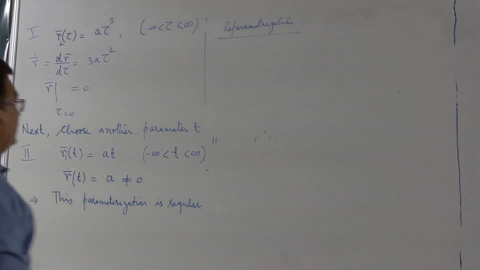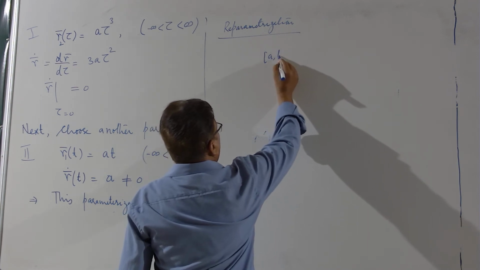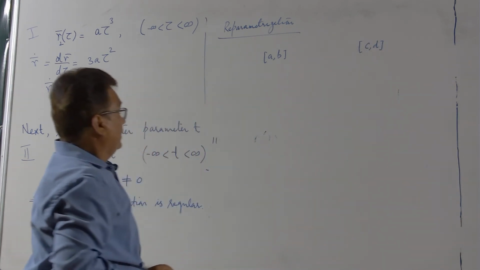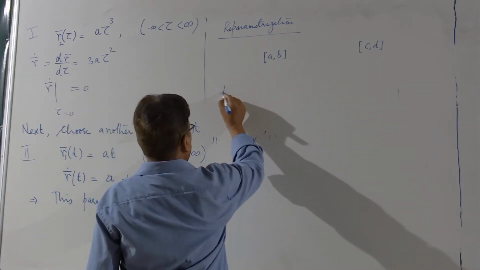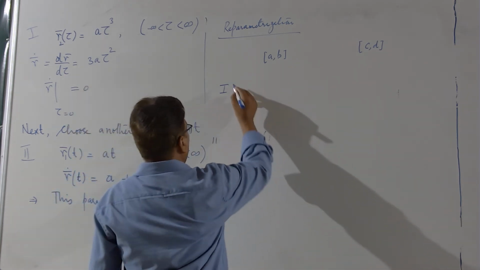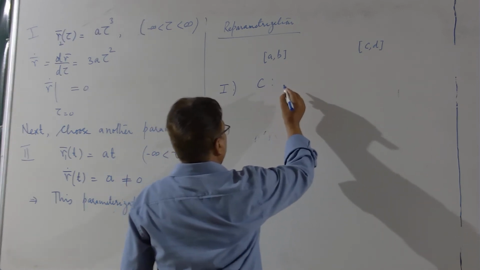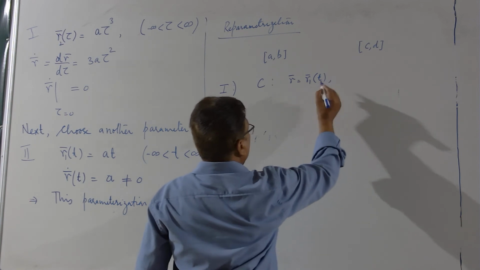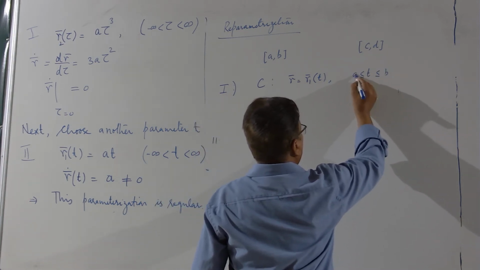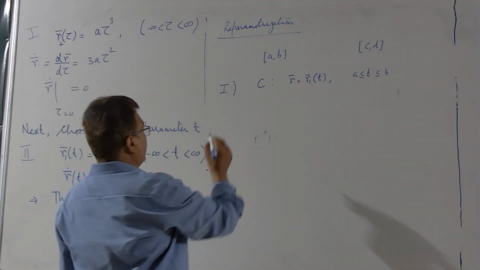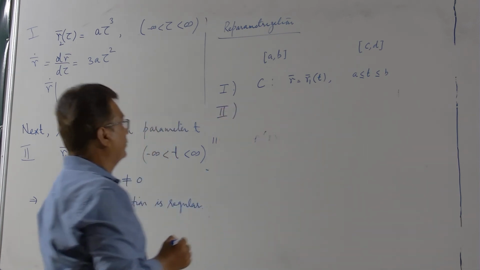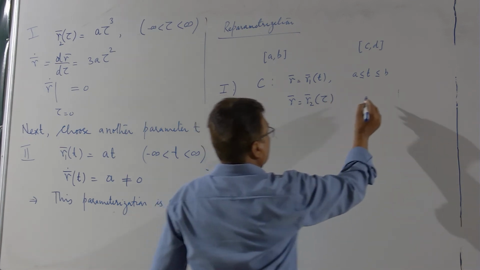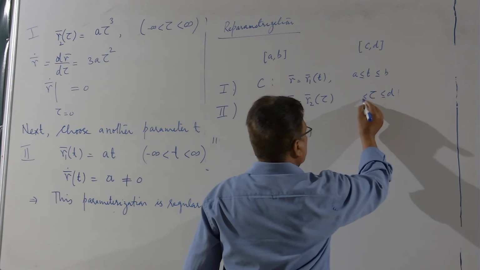So, suppose we have an interval a b and there is another interval c d. There are two intervals. First, I define a curve C, which is a map. So, this is a map r equal to r 1 of t, where t lies between a and b. And then I define the same curve through another map, say r equal to r 2 of tau, where tau lies between c and d.